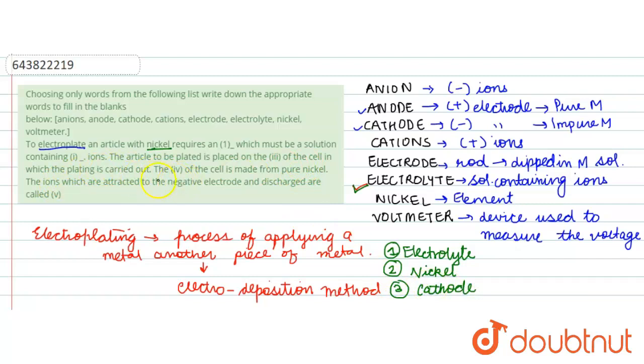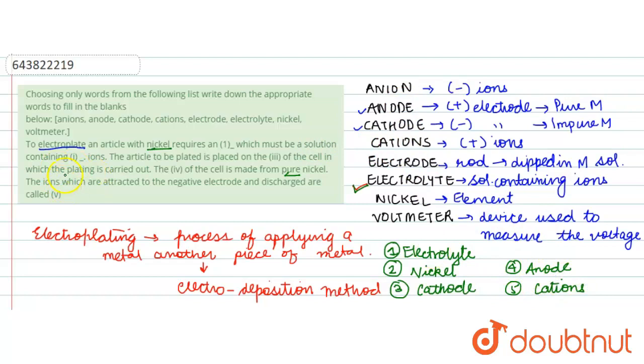Now the dash of the cell is made from pure nickel. Which electrode is made from pure metal? That is anode. Our fourth answer is anode. The ions which are attracted to the negative electrode and discharged are called dash. The ions attracted to the negative electrode should be positive, and the positive ions are cations. So the fifth blank is filled with cations.